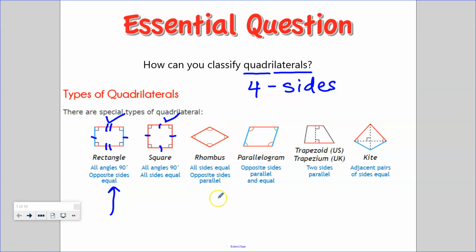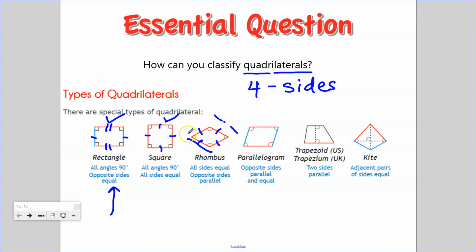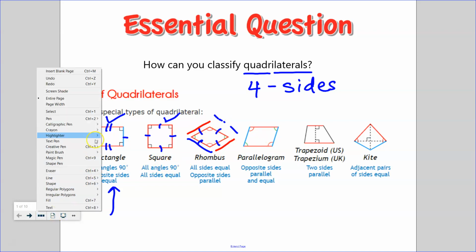So a new term that you might not know as well would be a rhombus, also known as a diamond. All sides are equal. Okay, so if you've seen tick marks on these, this is how the tick marks would look. And opposite sides are parallel. Okay, so this side is parallel to this side, and this side is parallel to this side. All right, moving on.